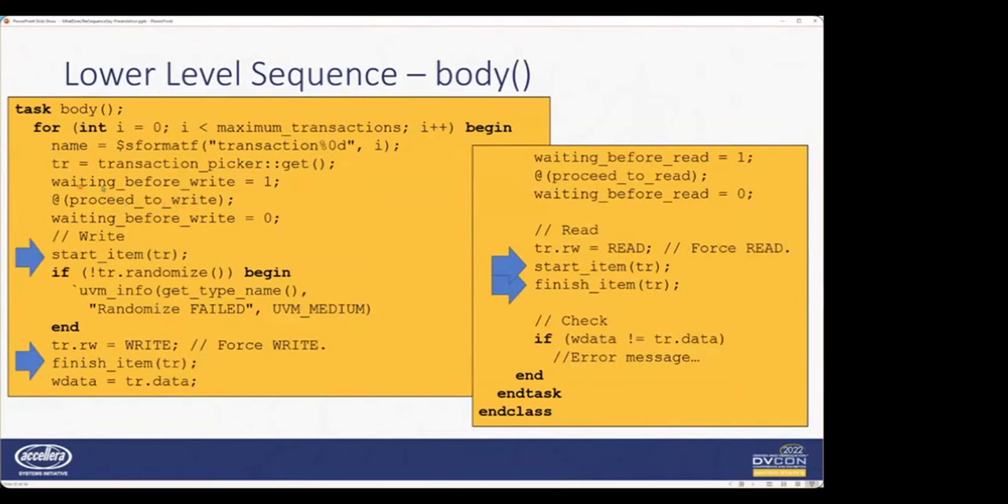I'll signal the controller I'm waiting by setting this to be 1. Then once I get the go ahead, I'm going to do start item and then finish item. In between, I do my randomize, and then I get my write data, just like the checker sequence, and so forth. And then I can do a check. This is the read over here.